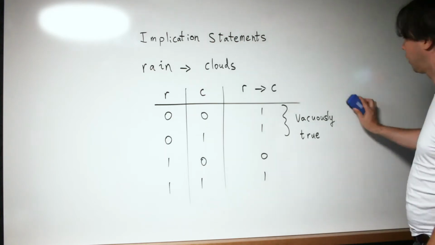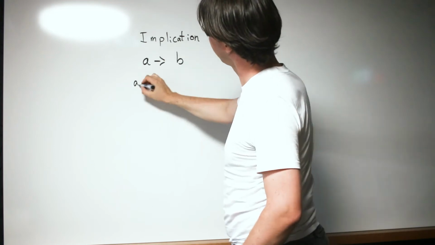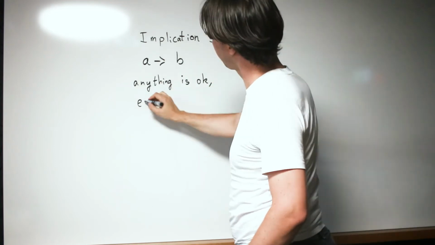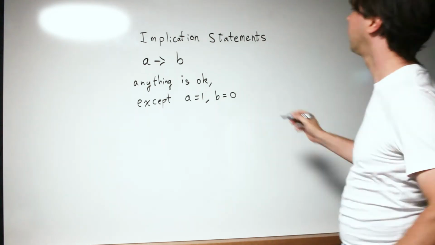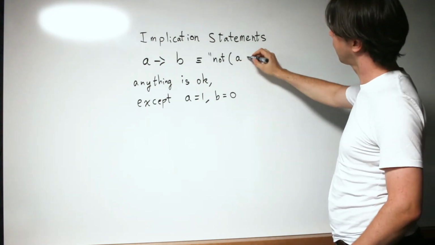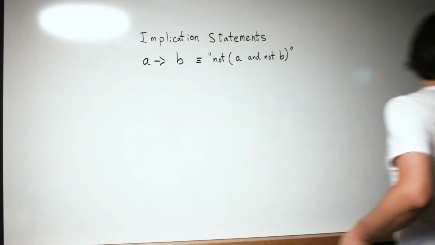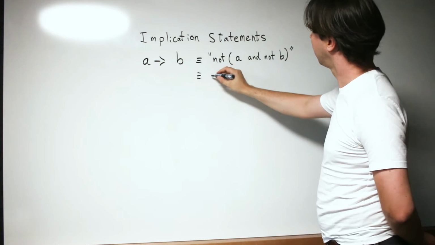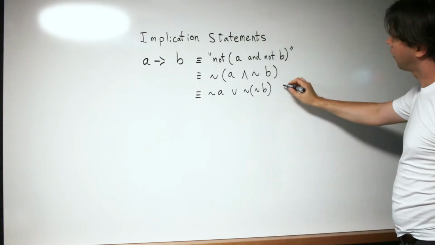Let's dig deeper into the meaning of the implication statement. In a statement, A implies B, we see anything is okay except when condition A is met, but the result B isn't. We can translate this into simple logical statements. We can then expand the brackets with De Morgan's law and simplify to give a simple expression.